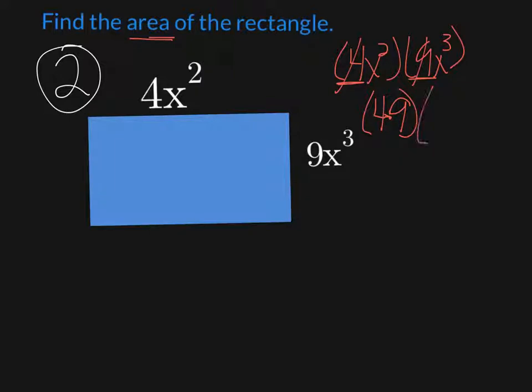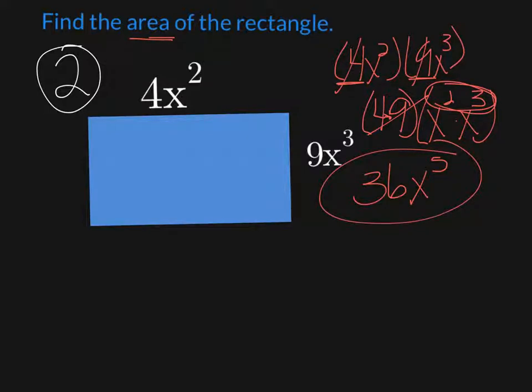All right, now I'm going to group my x's. So I have x to the 2nd times x to the 3rd. So 4 times 9 is 36. And then I have x to the 2nd times x to the 3rd. Remember, it's a multiplication problem, so add exponents, which gives you 5.